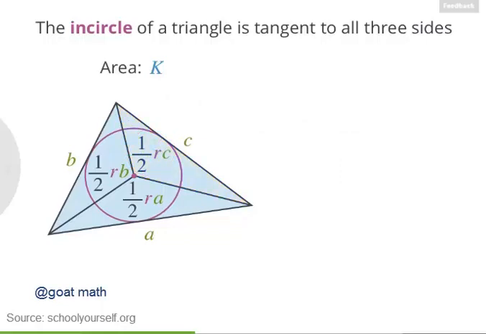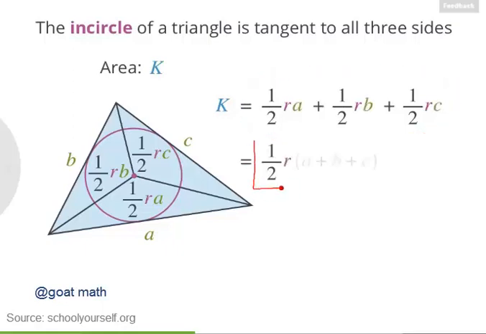So now that you've found the areas of all three parts of the larger triangle, we can come up with another expression for the area K. K, the area of the larger triangle, must be equal to 1/2 RA plus 1/2 RB plus 1/2 RC. In other words, the area of the big triangle equals the sum of the areas of the three smaller triangles. Now notice that each of these terms has a 1/2 R in it, so we can factor out 1/2 R, meaning this expression equals 1/2 R times (A plus B plus C).